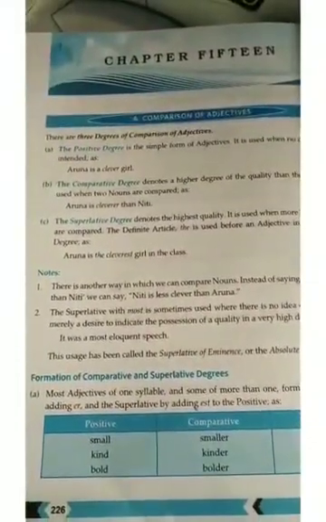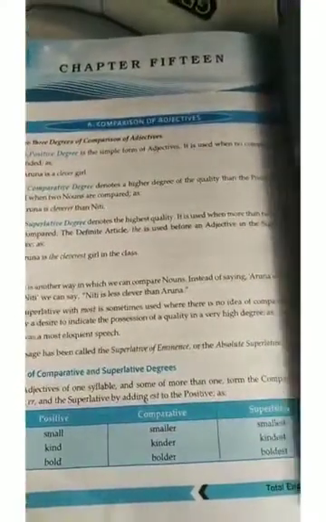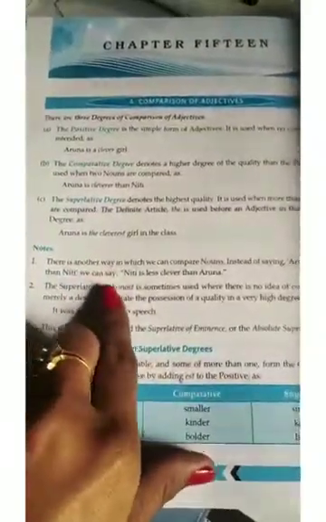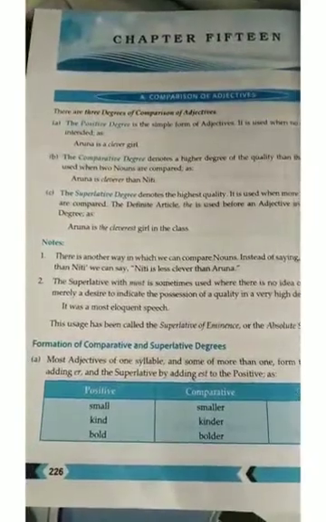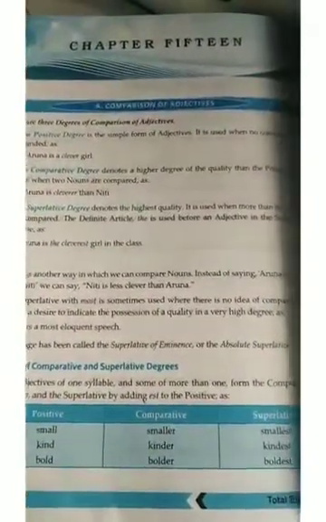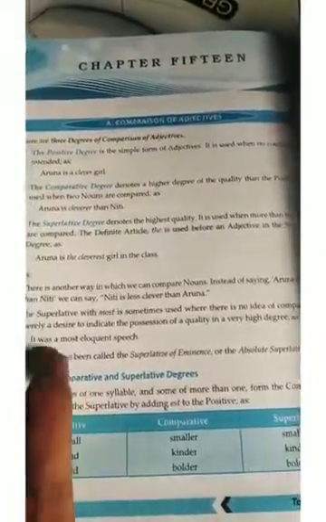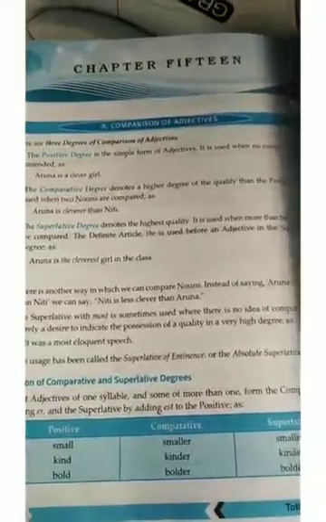In the first, there is another way in which we can compare nouns. Instead of saying Aruna is cleverer than Niti, we can say Niti is less clever than Aruna. In superlative, most is sometimes used where there is no idea of comparison. So, for an example, it was a most elegant speech.